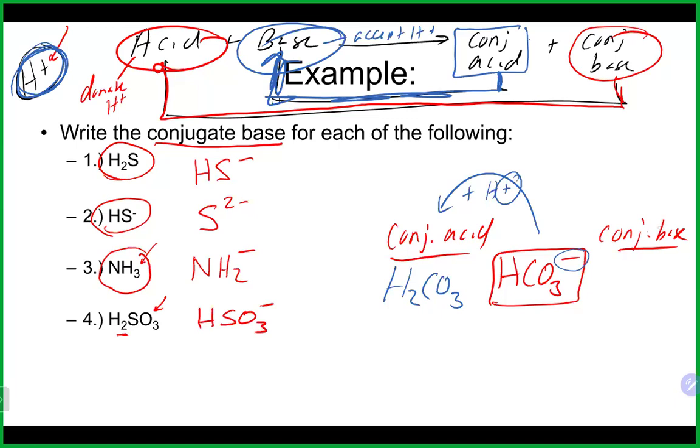We go to the conjugate base, just like we did in the problem. Following it backwards tells us it's an acid in this case. So in this case, we're going to donate an H plus, which means we're going to get rid of an H plus.